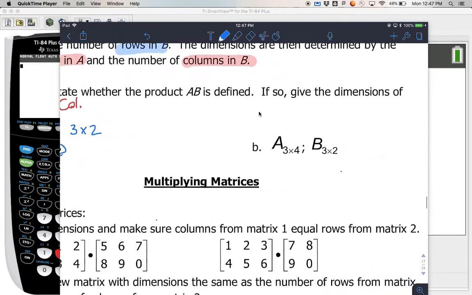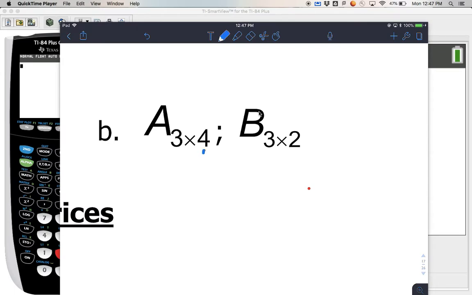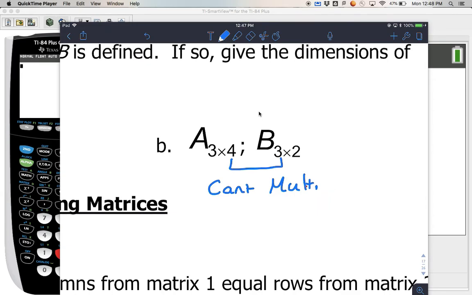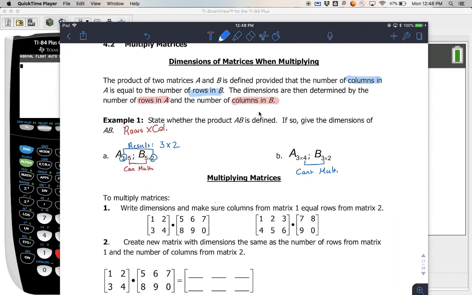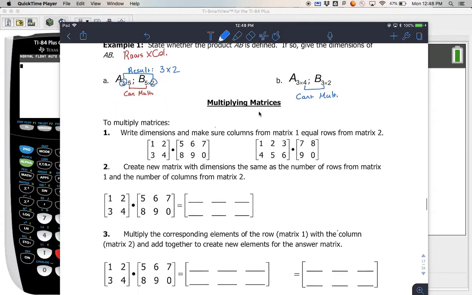Now, on this next example, if these numbers don't match up, if the columns from A don't match up with the rows from B, you can't multiply these. So you don't even talk about a result matrix in this case. Now, the order of multiplying the matrices can change whether you can or cannot multiply them, so you'll always have to keep that in mind as well.